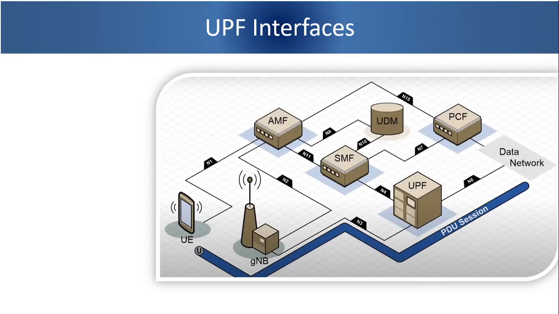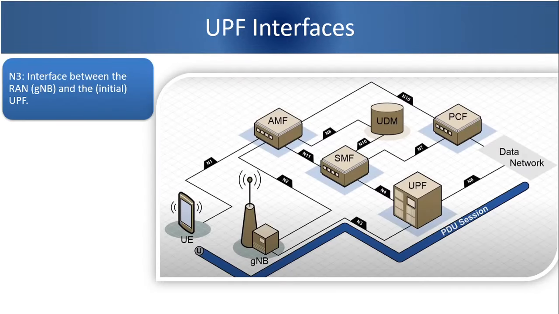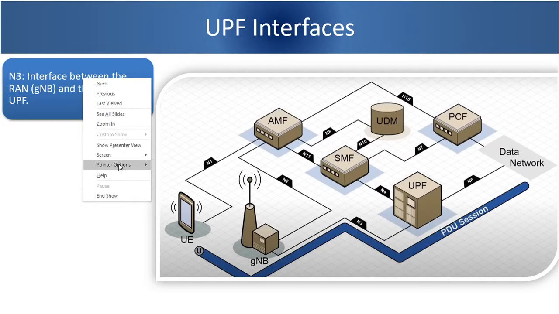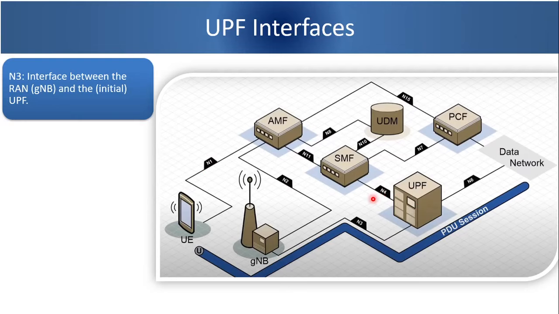Let us see the interfaces here also. So you just see that as SMF gives various commands to UPF, like IP address allocation, so it is connected to SMF over the N4 interface, and the data network gets connected to the N6 interface. Earlier it used to be the SGI interface in 4G, and from gNodeB you have the N3 interface.